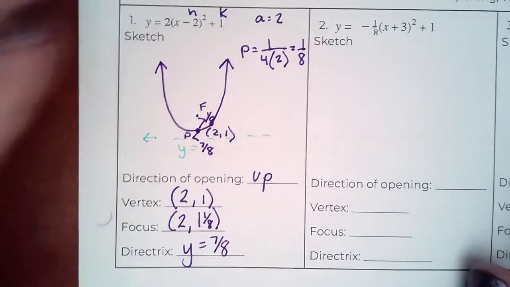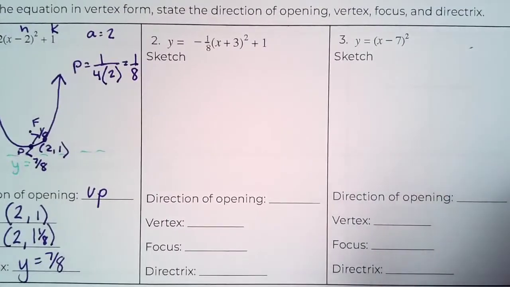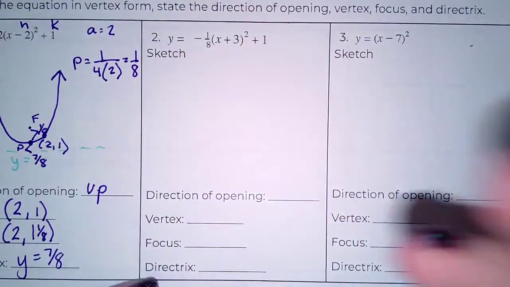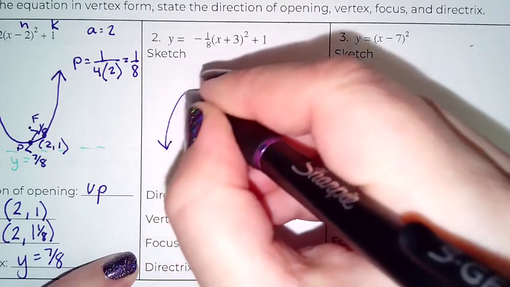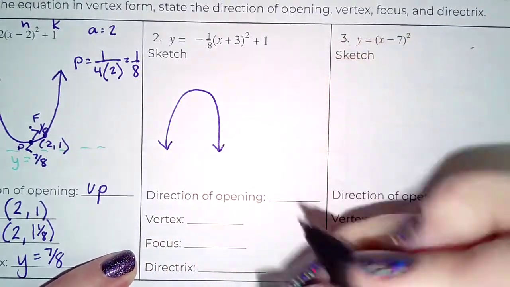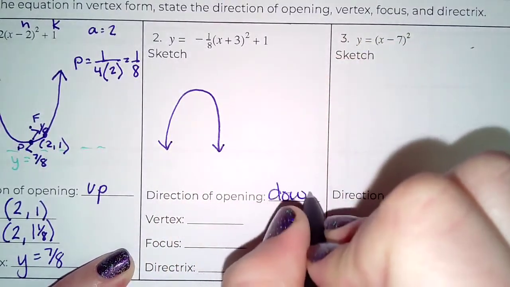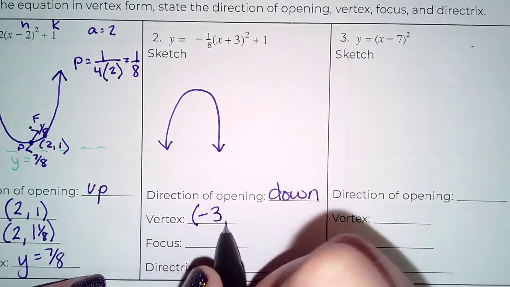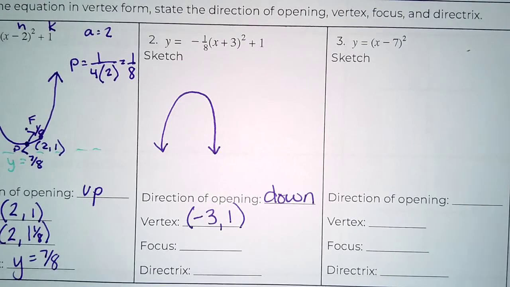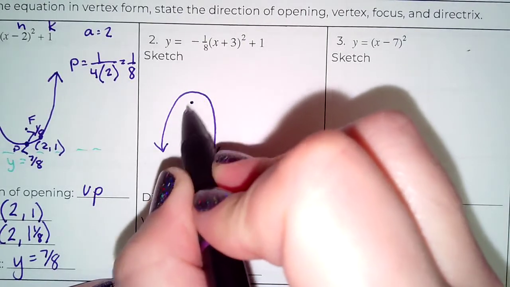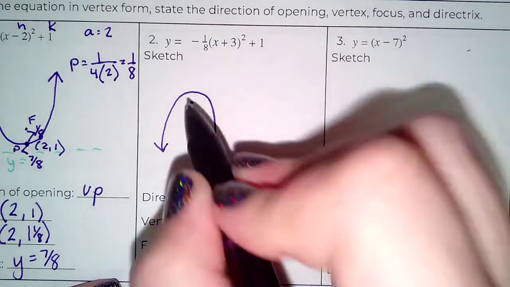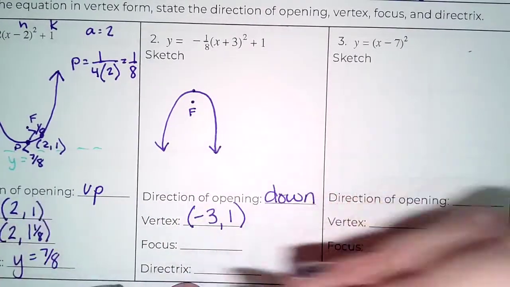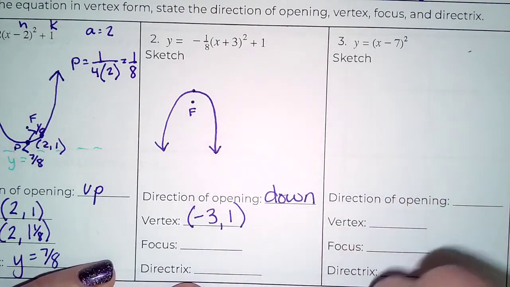Number 2. Which direction is this opening? Well, we have a negative number here, so we know this is opening downward. Something like this. Our vertex is opposite, so -3, 1. So this means the focus is going to be down this time. The focus is going to be inside still. So instead of adding the p, we're going to subtract our p.